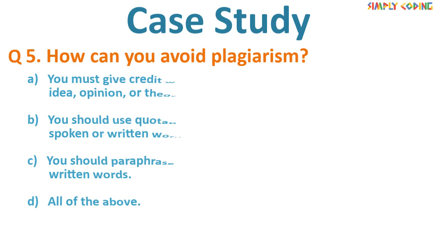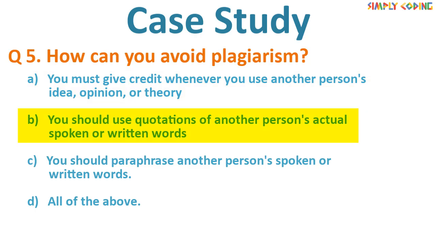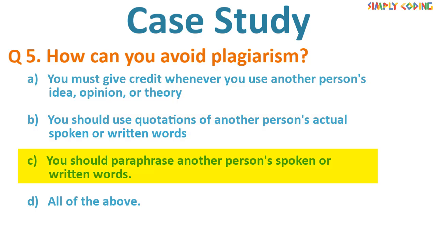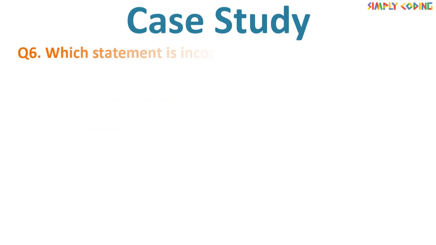How can you avoid plagiarism? You must give credit whenever you use another person's idea, opinion, or theory. You should use quotations of another person's actual spoken or written words. You should paraphrase another person's spoken or written words, or all of the above. Here the answer is D, all of the above, as you can use any of these methods to attribute to the author. Let's see the next question.